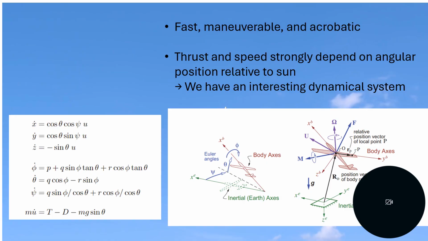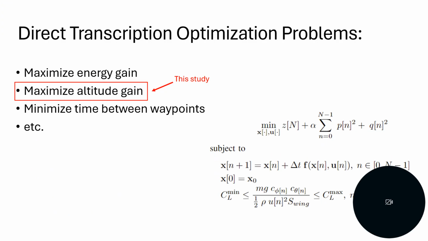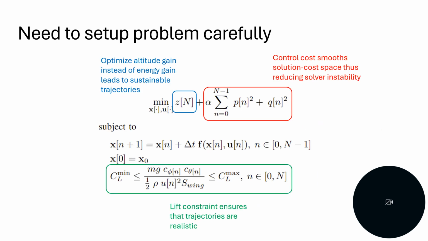So as we saw previously, batteryless solar-powered planes can be extremely fast, maneuverable, and acrobatic, and thrust and speed depend on the angular position relative to the sun. Therefore, we have an interesting dynamical system on our hands. In this study, we have formulated a direct transcription optimization problem that attempts to maximize the altitude gain. But we need to set up the problem carefully.